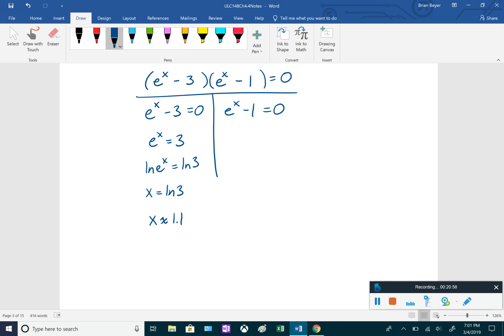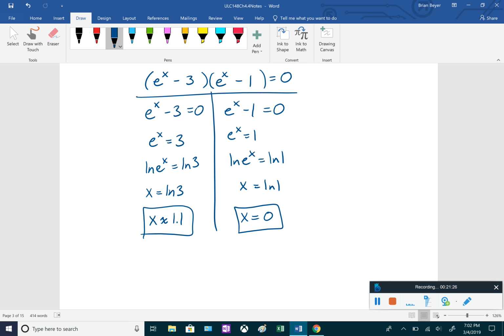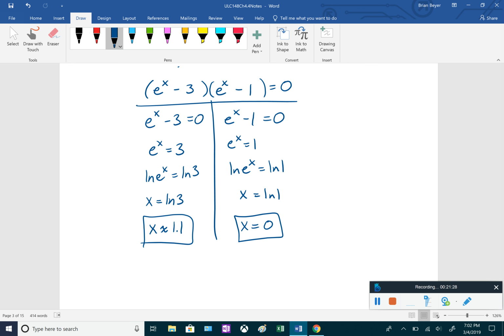Okay, on the right-hand side, we have e to the x minus 1 equals 0. So we add 1 to both sides and get e to the x equals 1. Take the ln of both sides, ln of e to the x equals ln of 1. We get x equals the ln of 1. Hopefully we don't have to plug that in the calculator. The ln of 1 equals 0. So we get these two answers. x is about 1.1 and then x is 0.